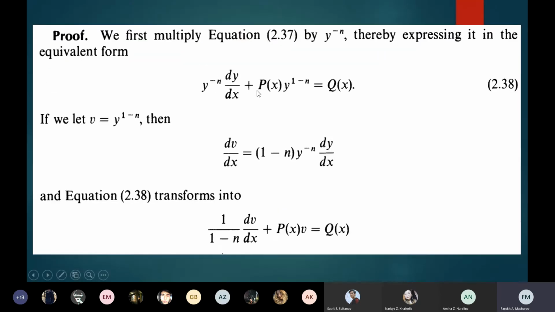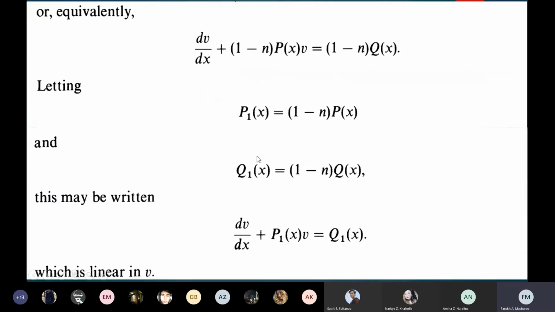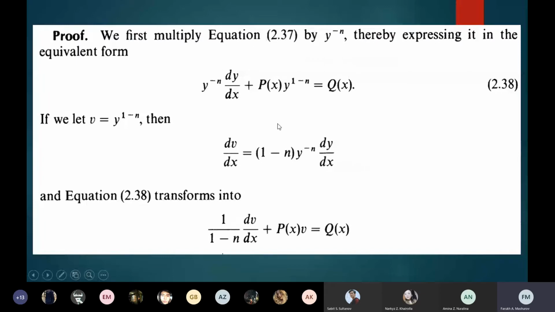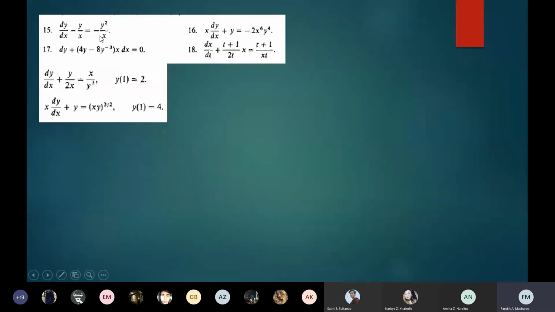This is the slide from our lecture, and you should use this algorithm to reduce your Bernoulli differential equation. To solve it, firstly you should reduce this differential equation to a linear differential equation. After that, you solve it by the algorithm of the linear differential equation, and then when we change our y to v, you just put y back instead of v. We'll talk about it later.